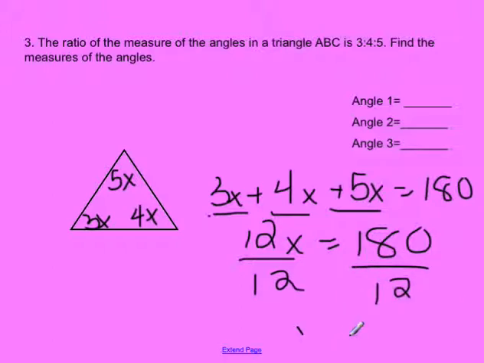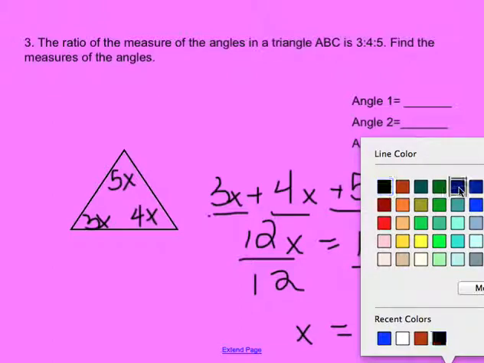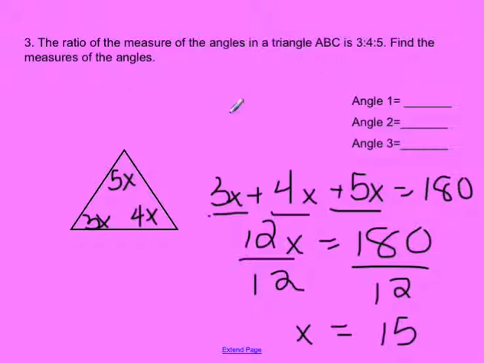180 divided by 12 is going to give me 15. So x is equal to 15. So now I need to get each of those angle measures. Well, to get the first angle measure, I'm going to take 3 times the 15. And when I do that, I get 45.